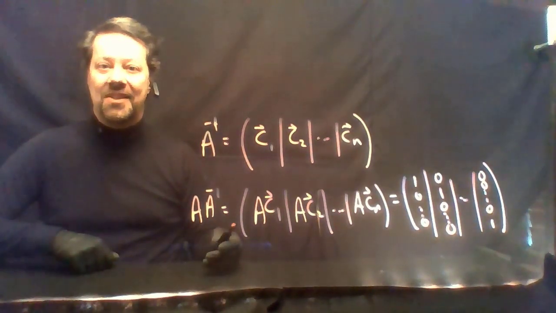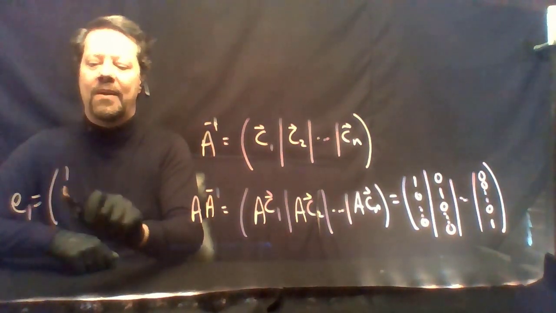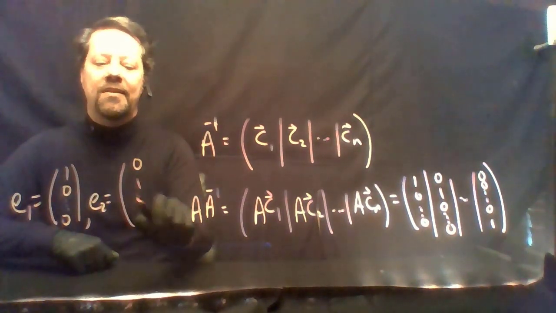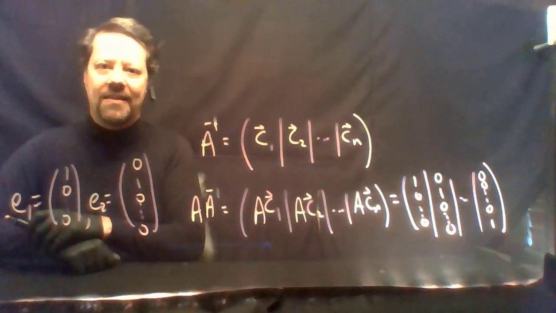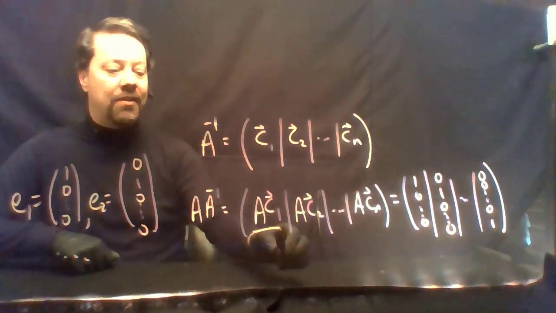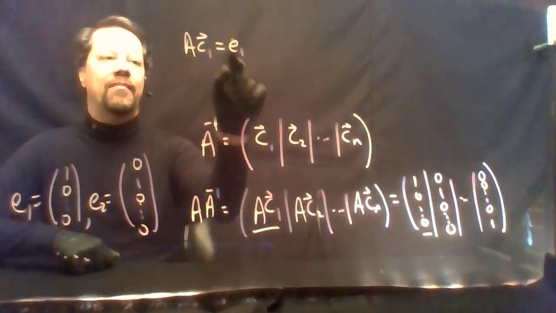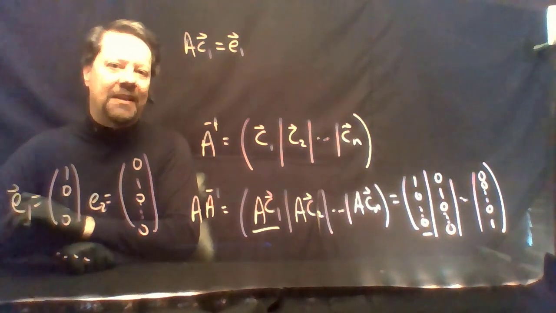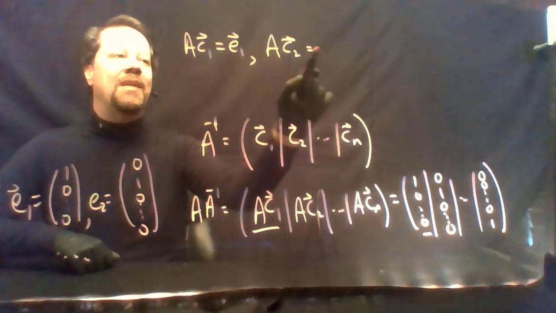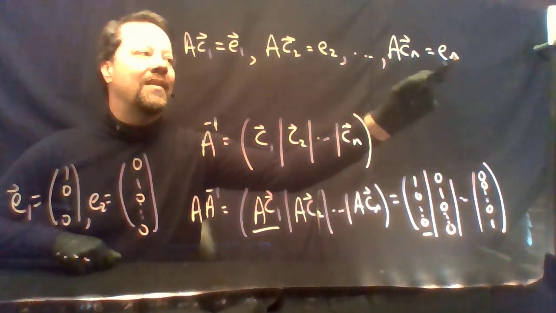To facilitate this discussion, I'm going to introduce some notation. Let's suppose that E1 is the vector 1, 0, and then a bunch of zeros. E2 is the vector 0, 1, 0, and then zeros. So it has a 1 in the second row and zeros everywhere else. What we need to do is solve AC1 equals E1. We can put a little arrow over the top to indicate that we're dealing with a vector. Also, AC2 equals E2, down to ACN equals EN.